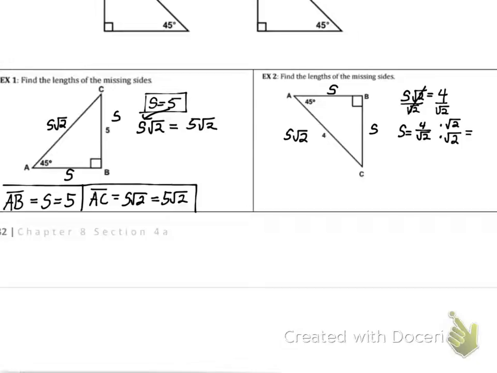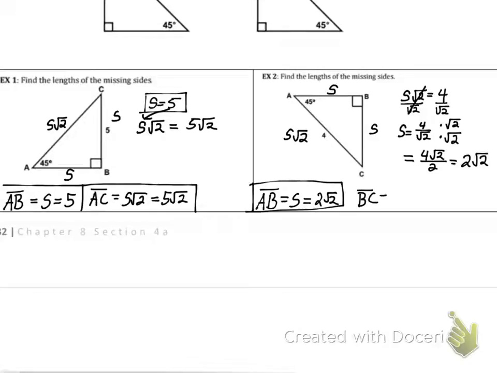Which is going to equal, let me go ahead and do it below so I have more room. We're going to have 4 square root of 2 over 2, which actually equals 2 square root of 2. So our S equals 2 square root of 2. Well, length AB actually equals S. Well, S equals 2 square root of 2, so we found AB. And in fact, BC is the exact same thing. BC will also equal S, which equals 2 square root of 2. So those are all pretty easy as long as you label your S's and your S square root of 2.